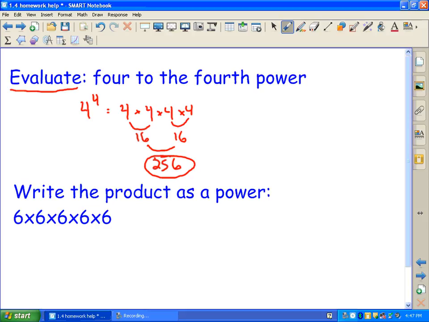Now, they don't always want me to evaluate. Sometimes they just tell me to do something like this, where it says write the product as a power. So then all I have to do is take it and write it with my base and my exponent. 6 obviously is my base. That's what's being multiplied. And I count that there are 5 of them. So my exponent is 5. And that's all I have to do. I'm done.